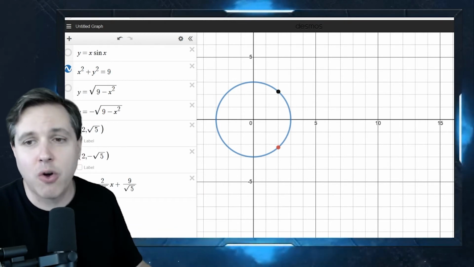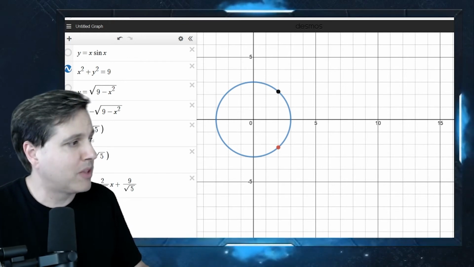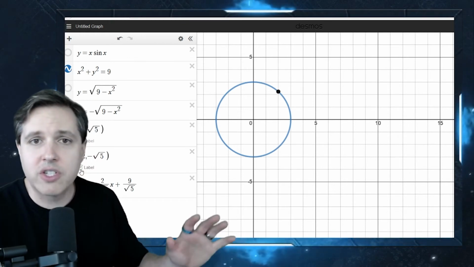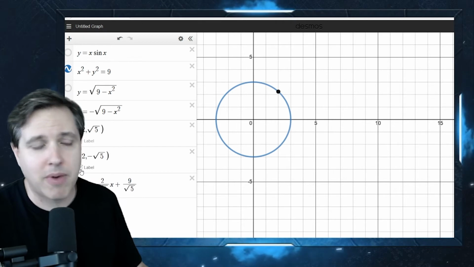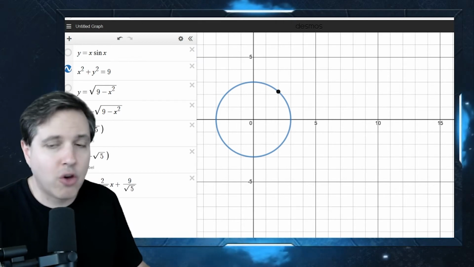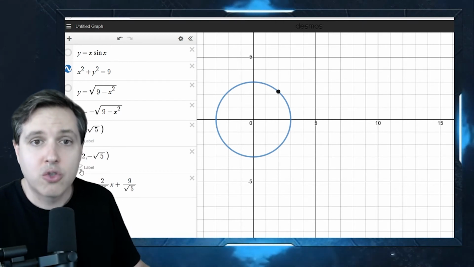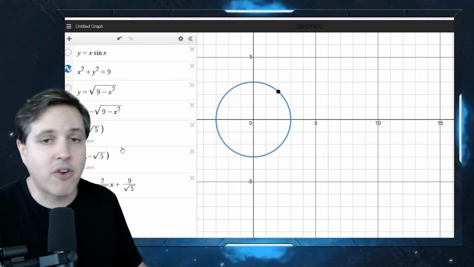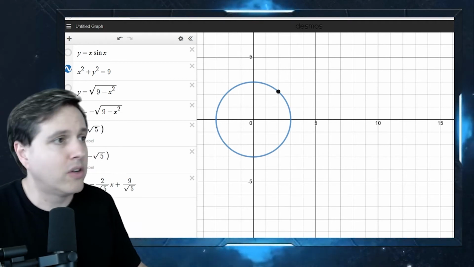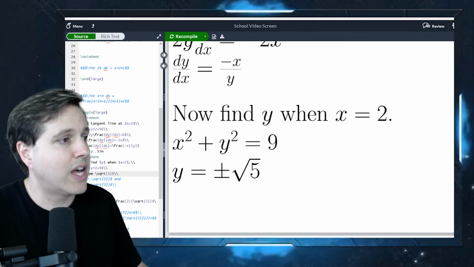I'm going to say let's just focus on that top one, the black point up at the top. So we'll just say that's the point that we are concerned about. Okay, so we now know that we want to deal with 2 square root of 5. That's our point. So we have our x value and our y value, 2 square root of 5. We just figured that out.